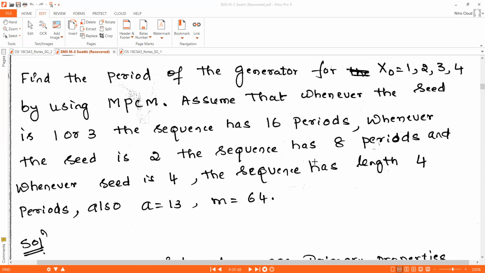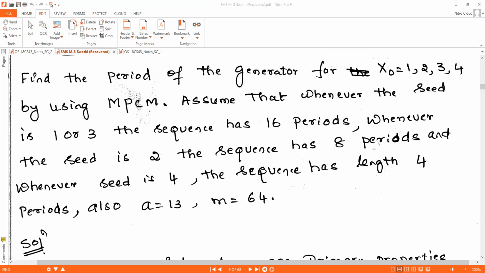xi values. Next, here they have given another condition that whenever seed is 4, the sequence has the length of 4 periods. Only until I equal to 4 we need to calculate. If the seed value is 4, that is x naught equal to 4, we need to find the random numbers only till I value equal to 4. Only till I value equal to 4 we need to find the x values here.